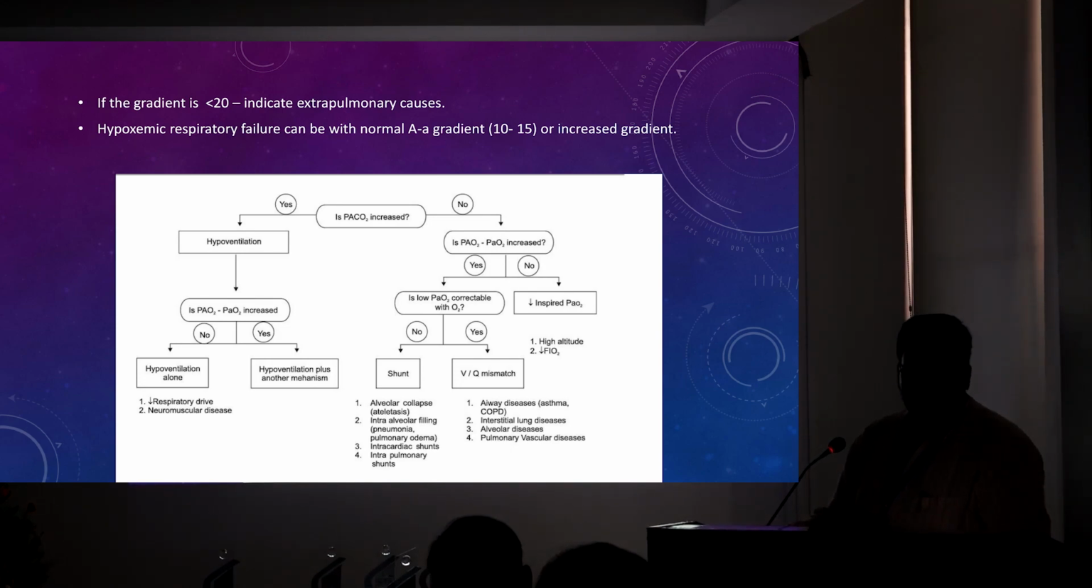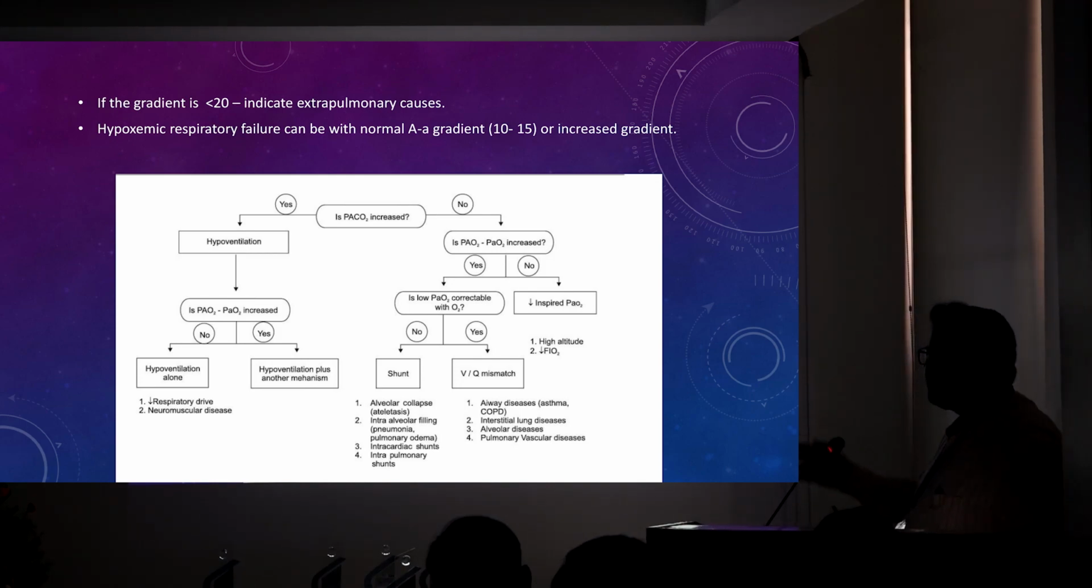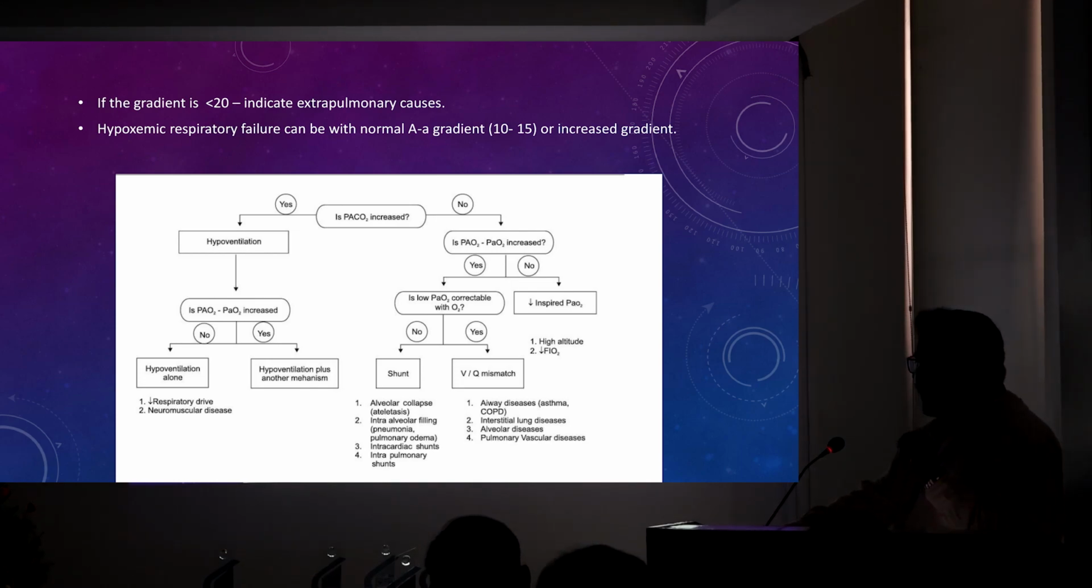So in a case of respiratory failure, if we see that the PaCO2 is increased, we can infer safely that the patient is hypoventilating. The next thing we look at in this patient is the arterial gradient. If the gradient is increased, it is hypoventilation plus another mechanism, and if it is not increased, it is hypoventilation alone. In that case, it can be due to neuromuscular disease or decreased respiratory drive.